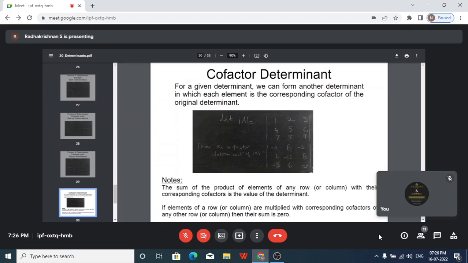Another property: if elements of a row or column are multiplied with corresponding cofactors of any other row, then their sum is 0. So if you take the first row and multiply with the second row cofactors, it will always become 0.